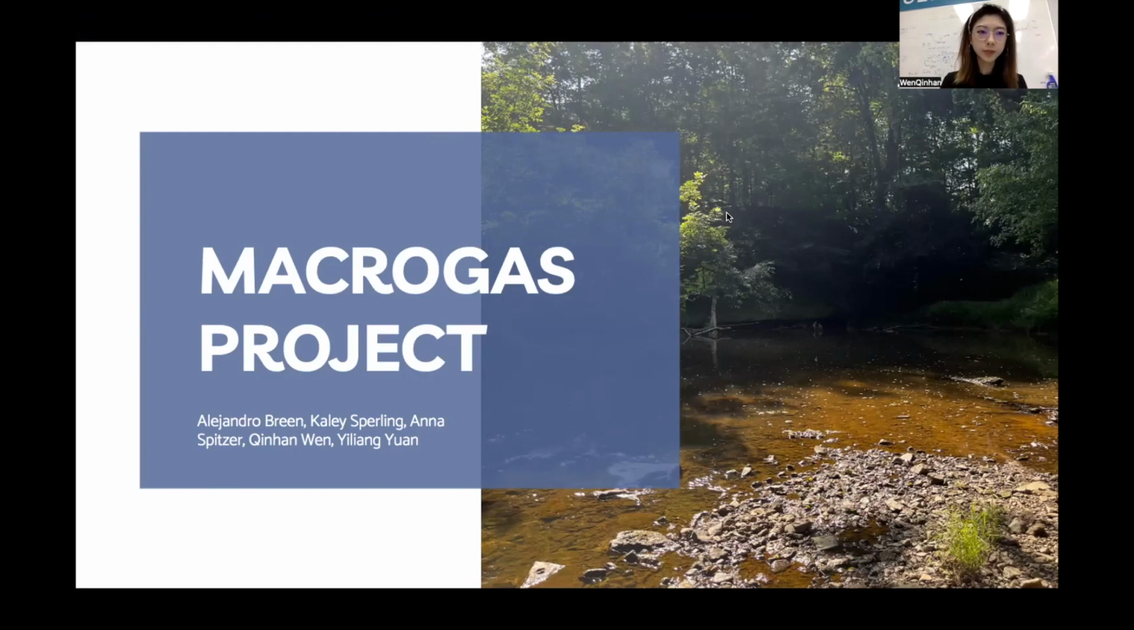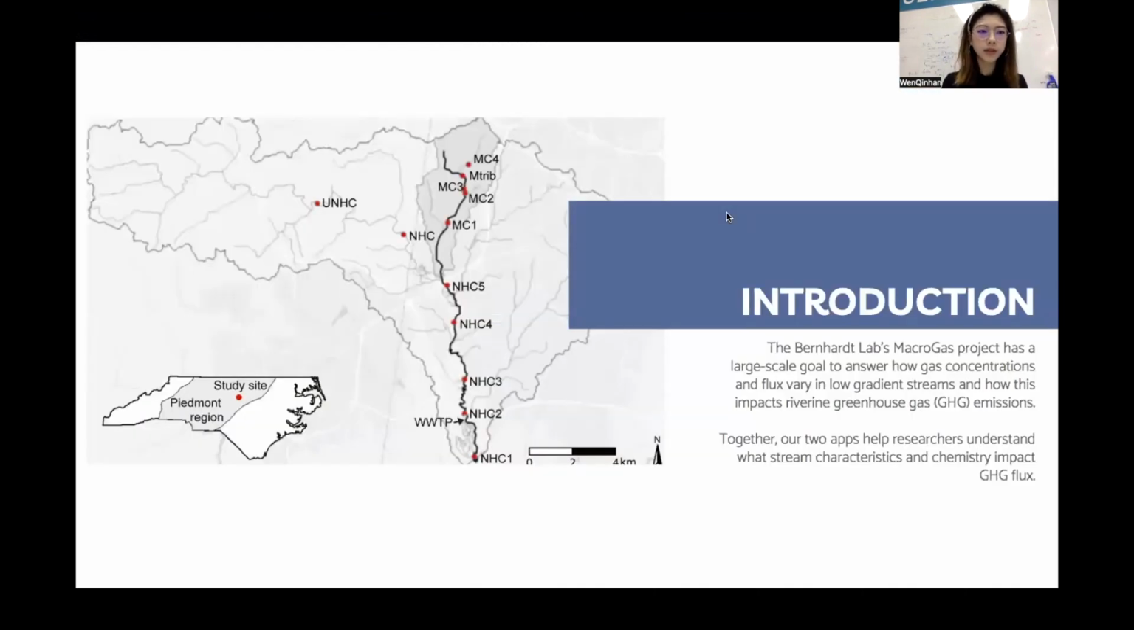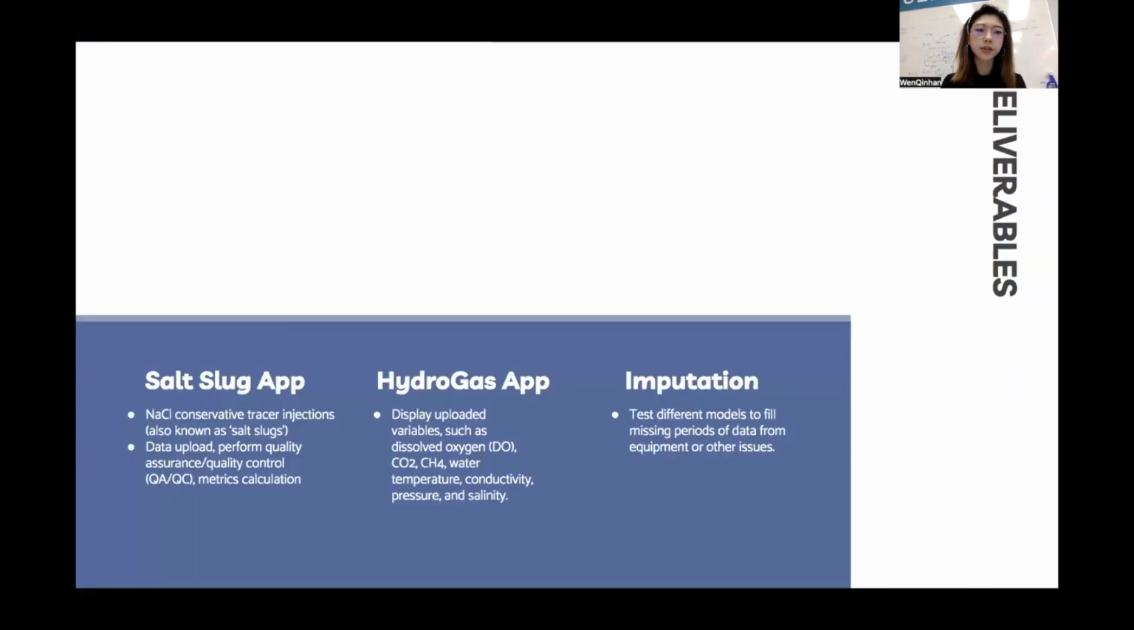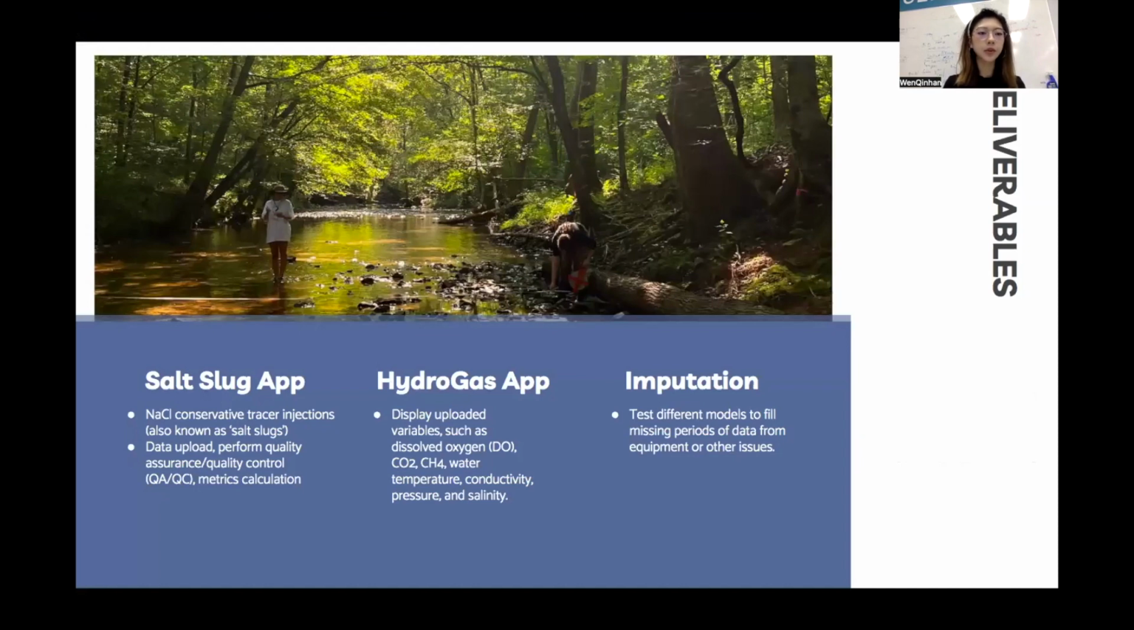Welcome to the Microgas project. Our goal is to develop two R-Shiny apps for stream ecologists, making the data analysis process easier and more efficient. First, the SourceLog app is designed for sodium chloride tracer studies. You can upload data, perform quality assurance, quality control, and carry out calculations.